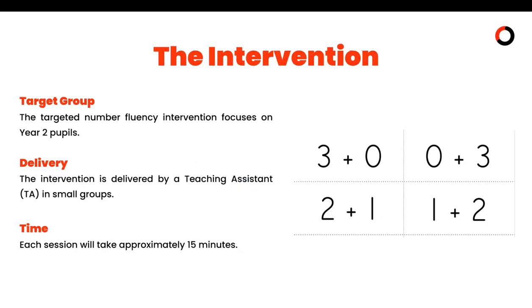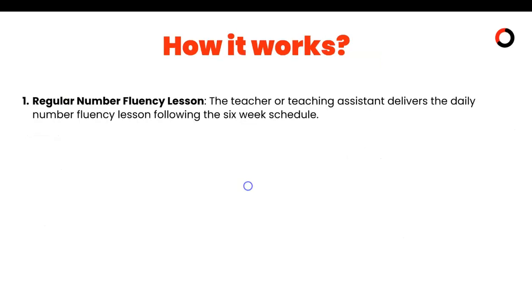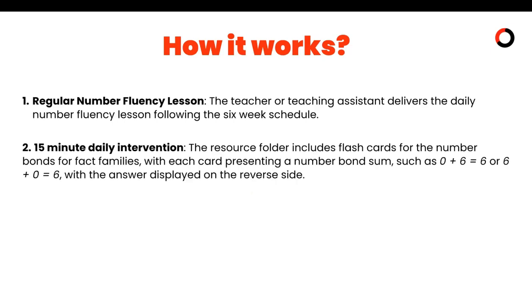So the intervention is a targeted Number Fluency intervention which focuses on Year 2 pupils. It's delivered by a teaching assistant in small groups, and each session will take approximately 15 minutes. How it works. The teacher or teaching assistant delivers a daily Number Fluency lesson following a 6-week schedule. The resource folder includes the flashcards for the number bonds for the fact families, with each card representing a number bond sum, such as 0 plus 6 equals 6, or 6 plus 0 equals 6, with the answer displayed on the reverse.